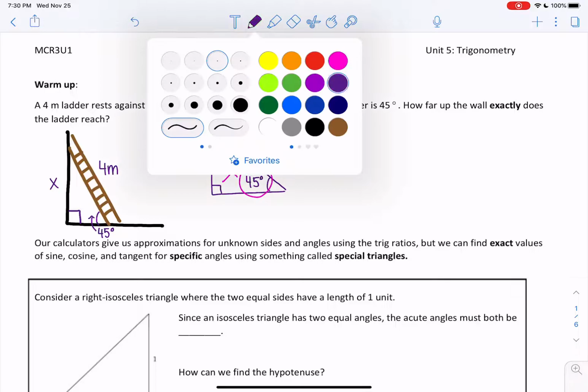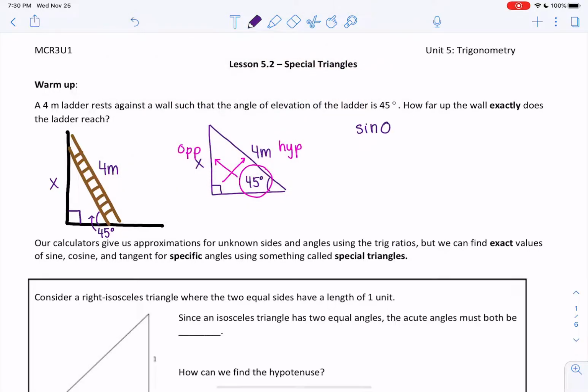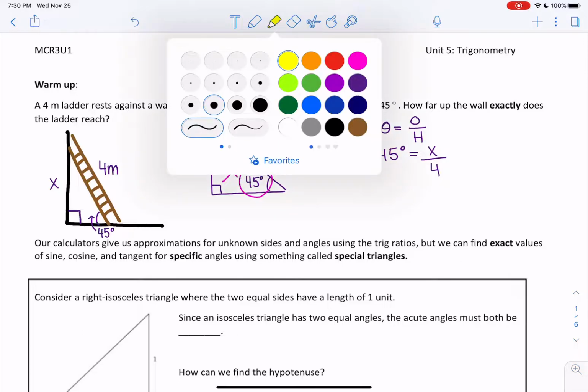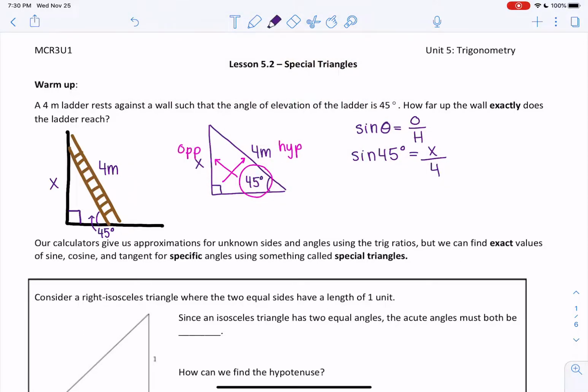So I'm going to write sine theta is equal to opposite over hypotenuse. Now in this case, our theta is 45 degrees. x is on the opposite side, and our hypotenuse is 4 meters. Because we're looking for x, we're going to isolate the numerator. So we'll start by multiplying by 4 on this side, multiply by 4 on this side, and we have 4 sine 45 degrees equals x. Now the question requests an exact answer.